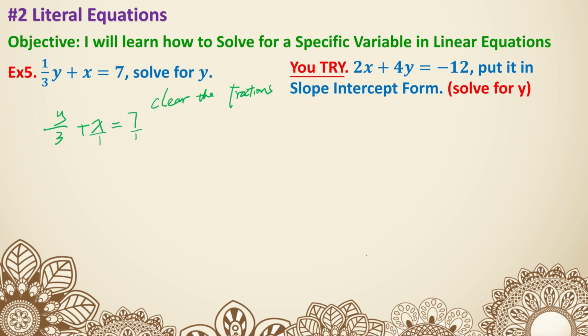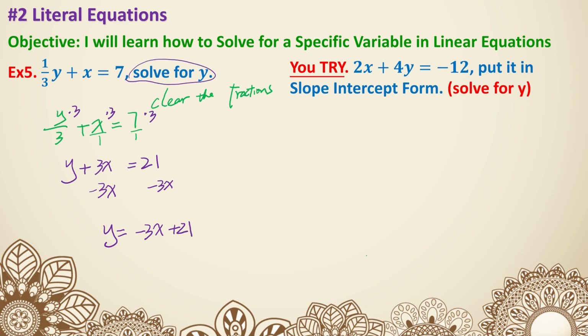So we are going to multiply everything by the common denominator, which basically gets rid of the divided by 3, so you're only left with a y. We have y plus 3x equals 21. So we need to subtract the 3x over. We got y equals negative 3x plus 21. So you see, solve for y actually means the same thing as put it into slope-intercept form. And this is the slope-intercept form.